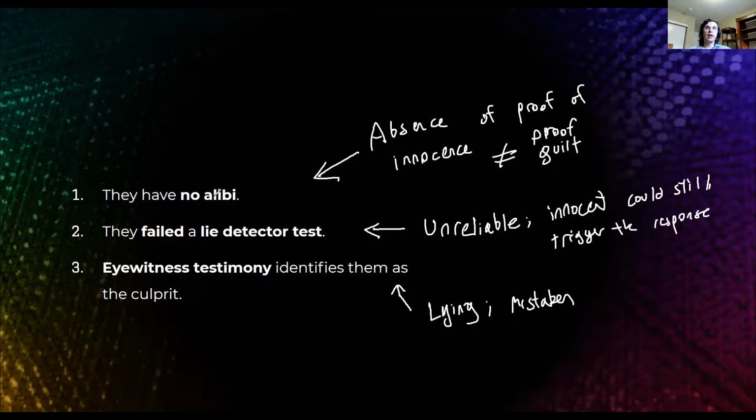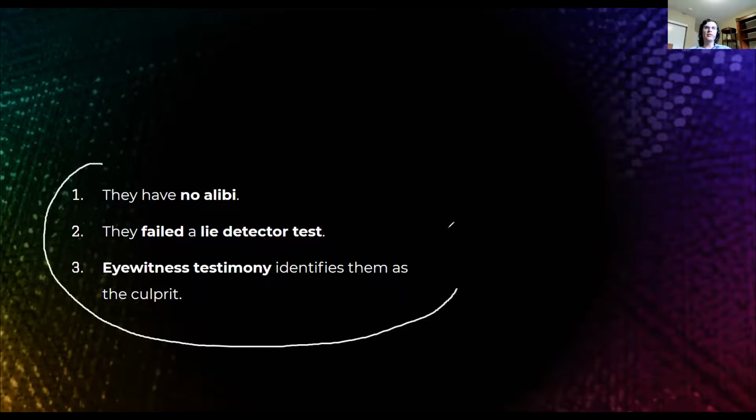You could be innocent without an alibi for sure. You could be innocent even when you fail a lie detector test, not a guarantee, but you could be. And then an eyewitness could be lying or they could be mistaken. But if I have all three of these pieces of evidence, all three of them, is it likely that you're guilty? Probably, right? You're probably guilty.